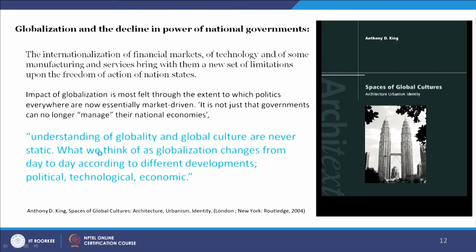And another important person I have to refer to, especially from the architecture and urbanism perspective, is Anthony D. King, Spaces of Global Cultures, Architecture, Urbanism and Identity. So especially the globalization and the decline in power of national governments. Earlier, there used to be a king, and the king used to have control of his location or the region where he administered, and he imposed the rules, and he controlled the economy, and he had certain power in controlling the local economies.